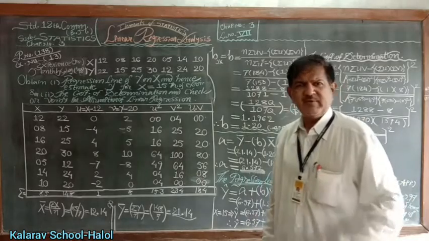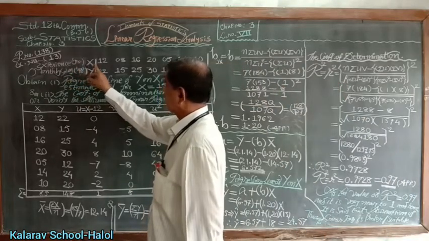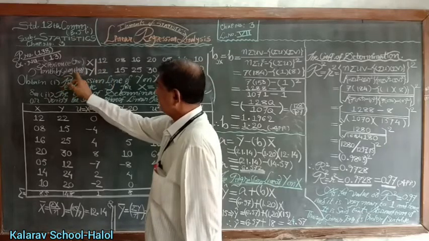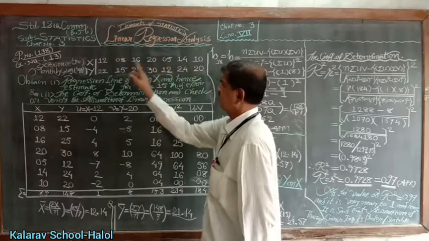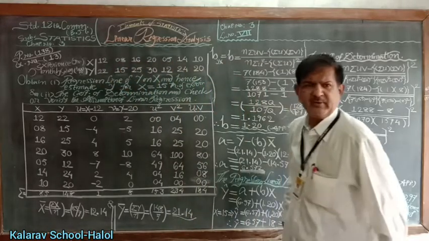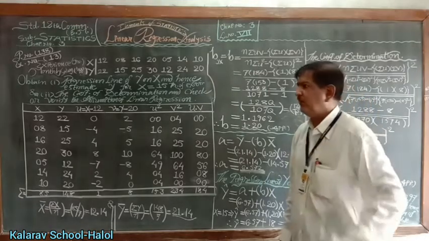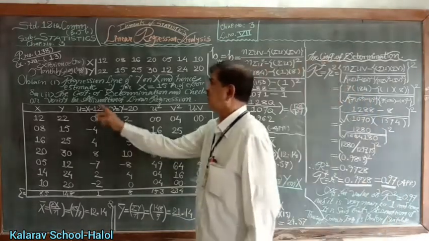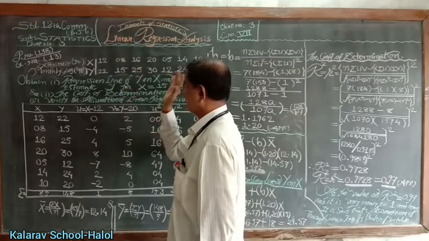In our textbook, on page number 138, Illustration number 13, statistical data is given to us: job experience in years, the x variable, and monthly salary in thousands of rupees, denoted by the y variable. The data is given for 1, 2, 3, 4, 5, 6, 7 items, that is, small n equal to 7. Monthly salary 22 means 22,000, 15,000, 25,000, etc.